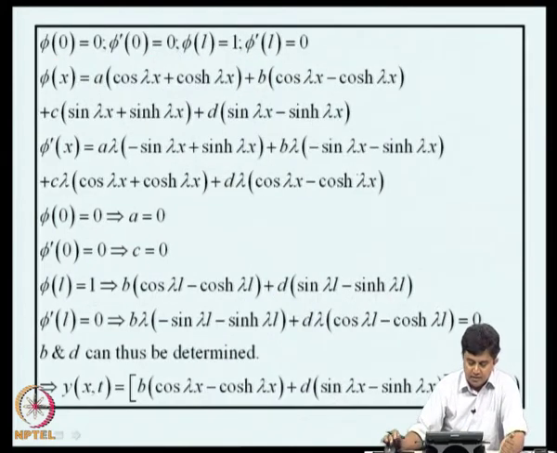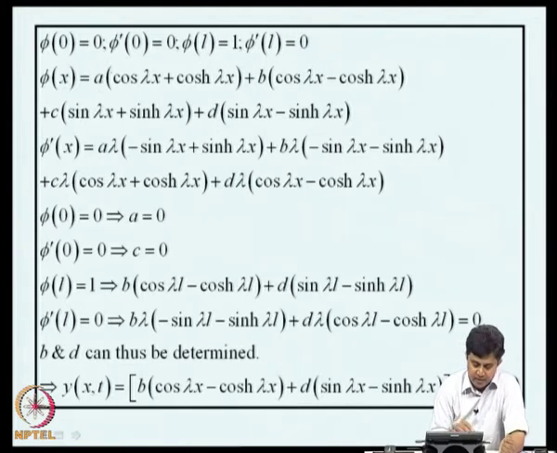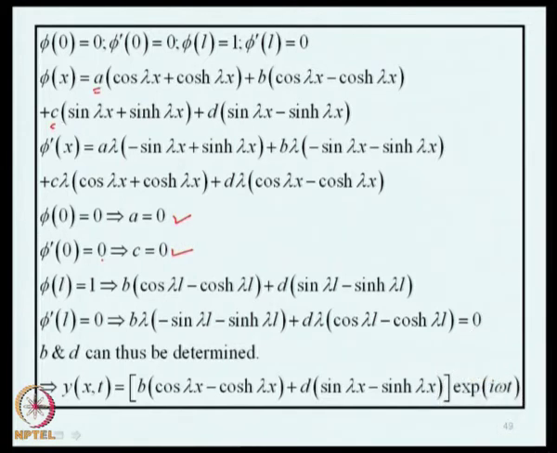If we do that, phi of 0 is 0, phi prime of 0 is 0, phi of L is 1, phi prime of L is 0. So, if we put phi of 0 is 0, A becomes 0, phi prime of 0 is 0, C becomes 0. So, A is gone, C is gone, and I am left with B and D, and I have 2 more equations at x equal to L.